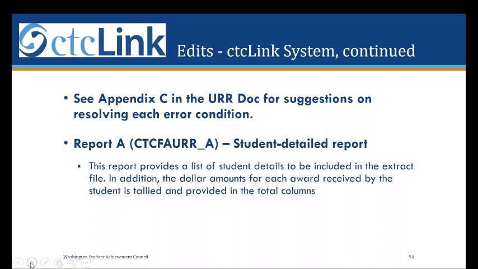You can view Appendix C in the unit record manual for suggestions on how to resolve each error condition. Last, there is Report A, which is your student detailed report, and this will provide a list of student details to be included in the extract file. In addition, the dollar amounts for each award received by the student is tallied and provided in the total column.